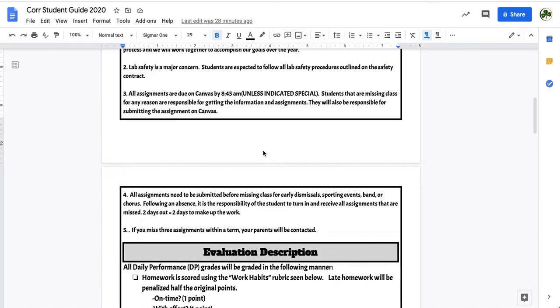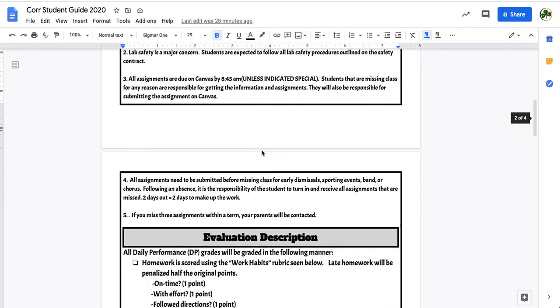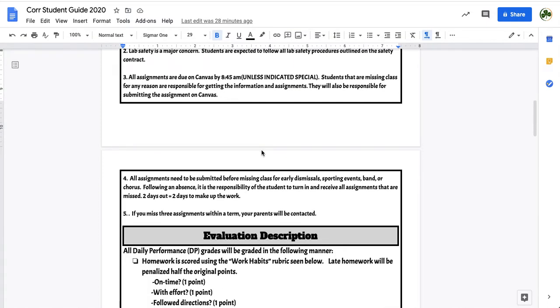Two days out equals two days to make up the work. So if you're out for five days, you have five days plus the additional to make up the work. And if you miss three assignments within a term, I have to contact your parents to get you back on the right track. Okay? I know that was kind of quick, but I'll reiterate this more during the first day as well.